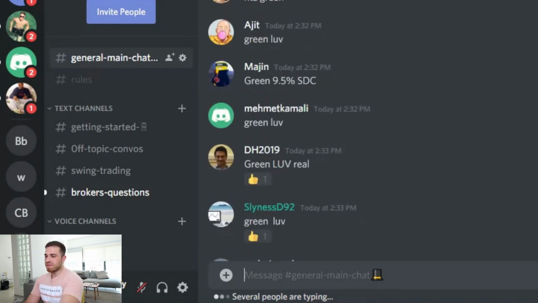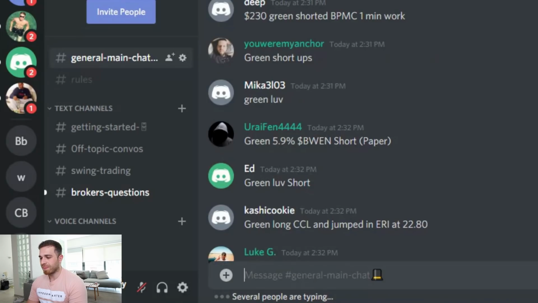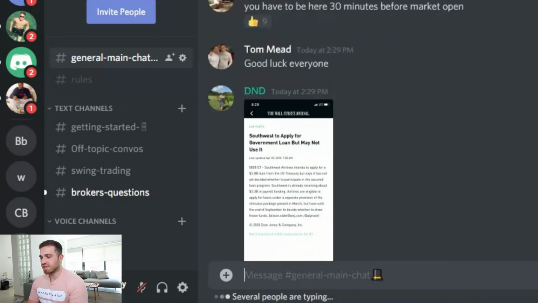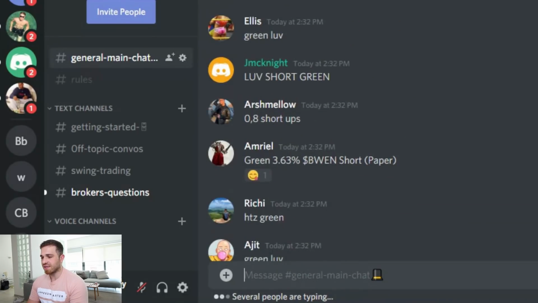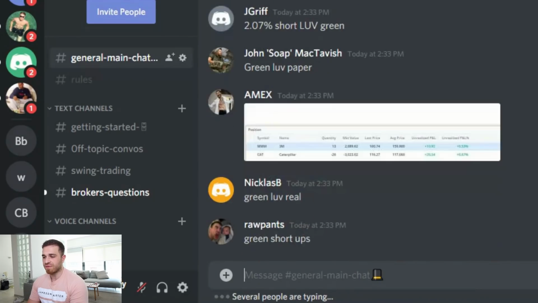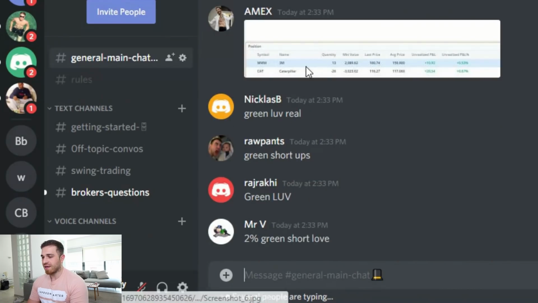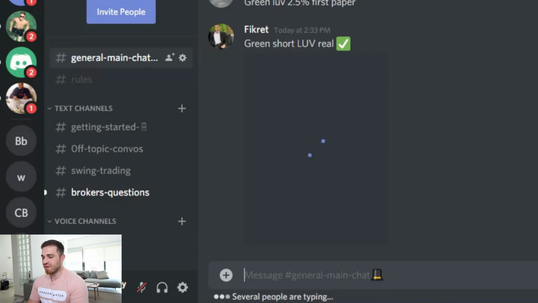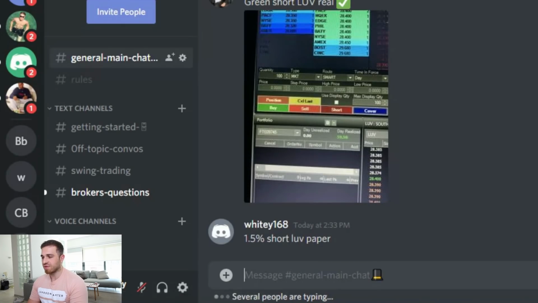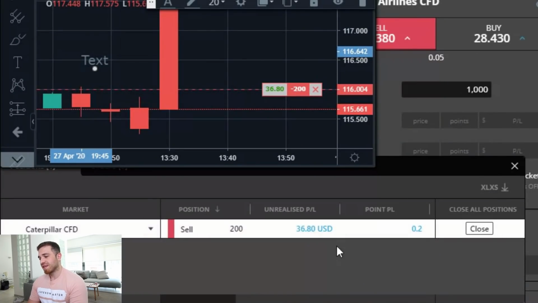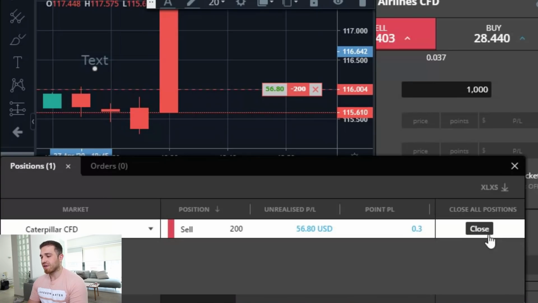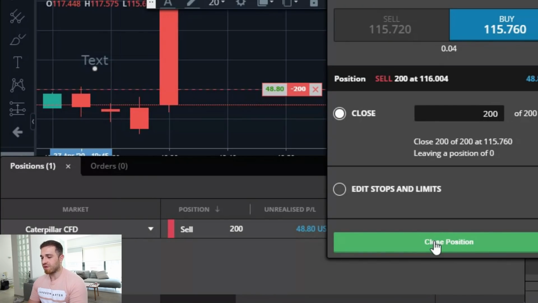So in Caterpillar now, let me have a look at the chat room. Here's the chat room, guys. Chat room is absolutely killing it here. Green means profit, by the way. Green, green, green, green, green, green. Well done, guys. That's the color I like. Okay, so well done. Let me go back. Now we're at 36 up, 48. It's only 200 shares here.